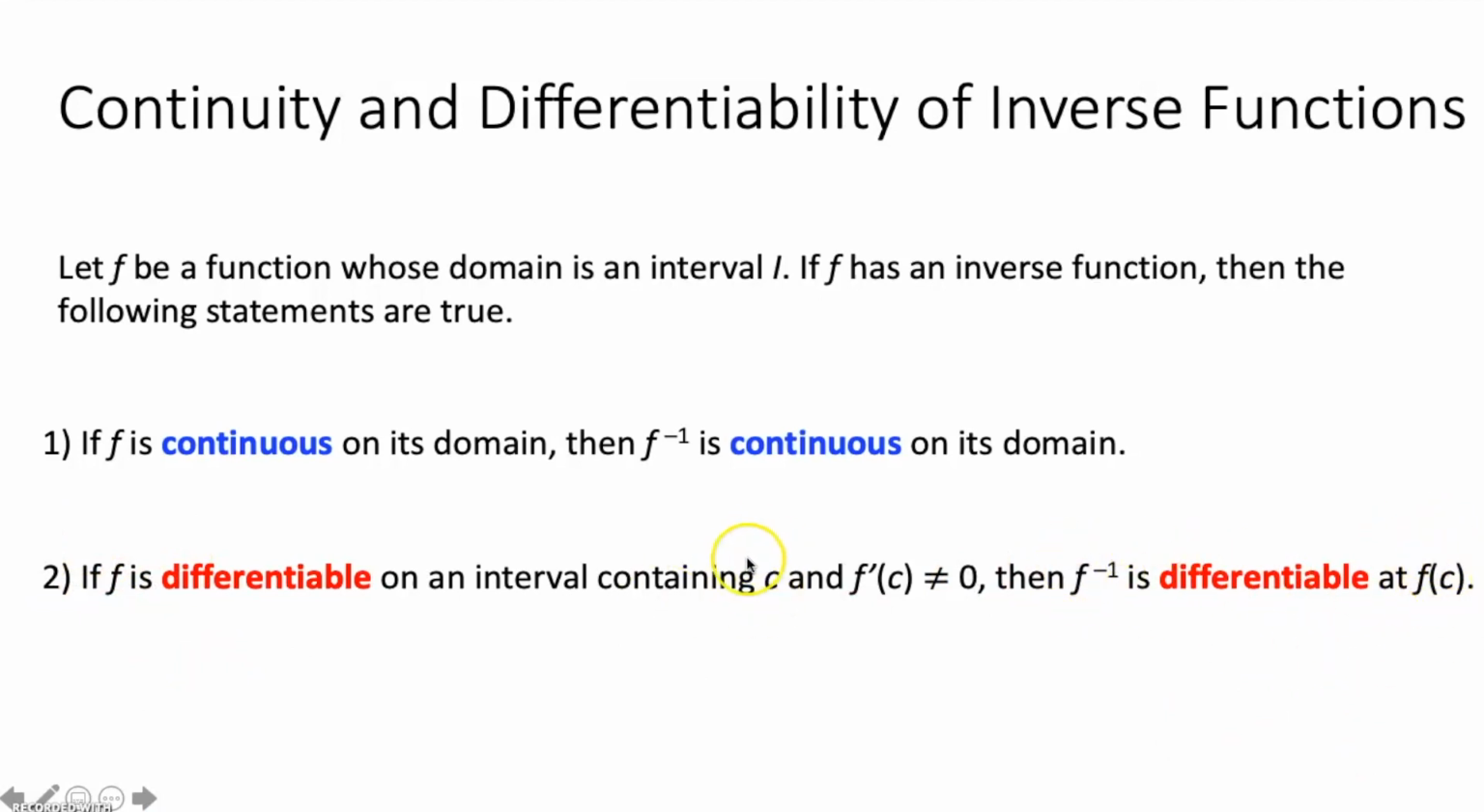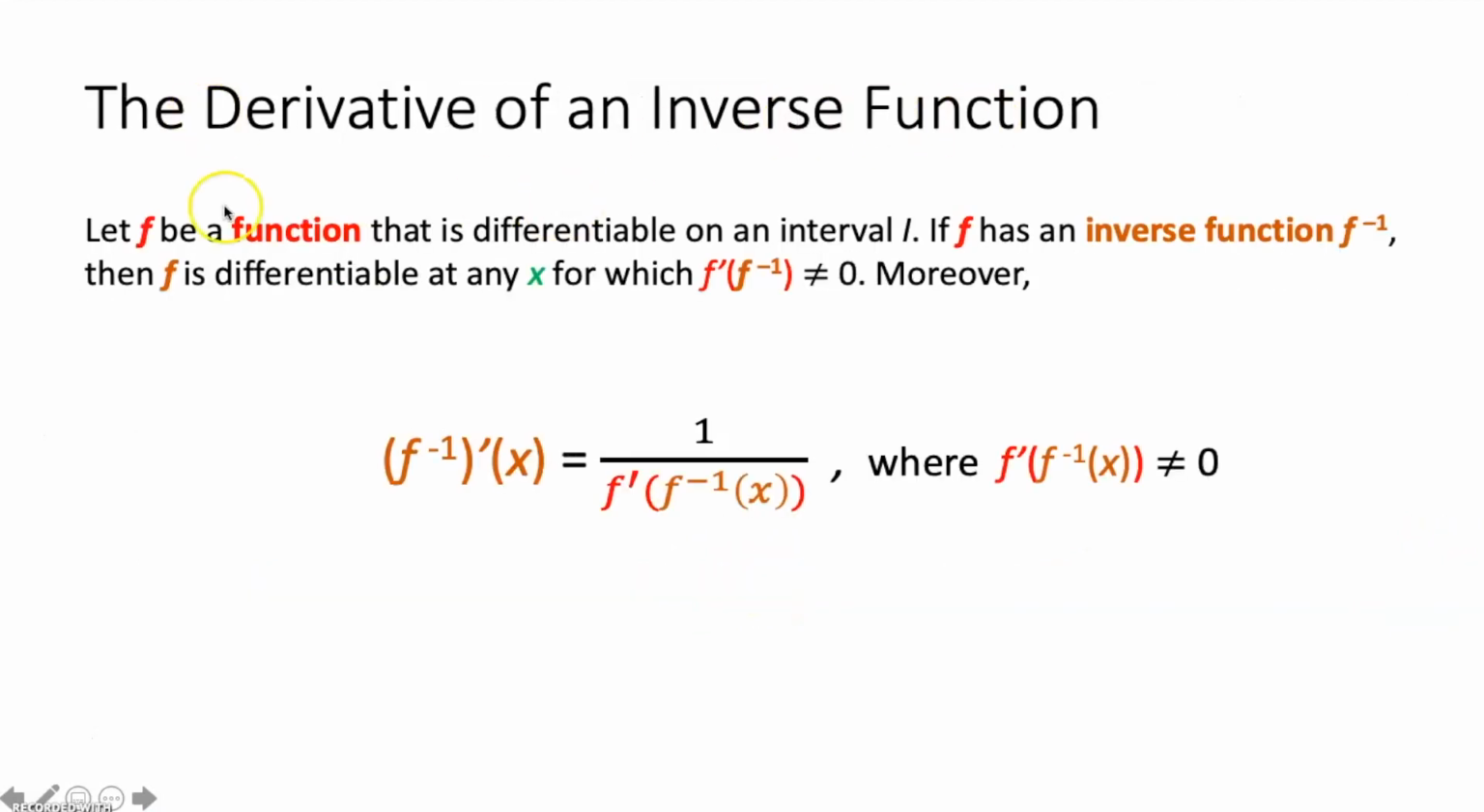So the y value of the function when you plug in c over here. Now the derivative of an inverse function says let f be a function that is differentiable on an interval I. If f has an inverse function, f inverse, then f inverse is differentiable at any x for which f prime of f inverse of x is not equal to 0. Moreover, f inverse prime of x is equal to 1 over f prime of f inverse of x, where f prime of f inverse of x does not equal 0.